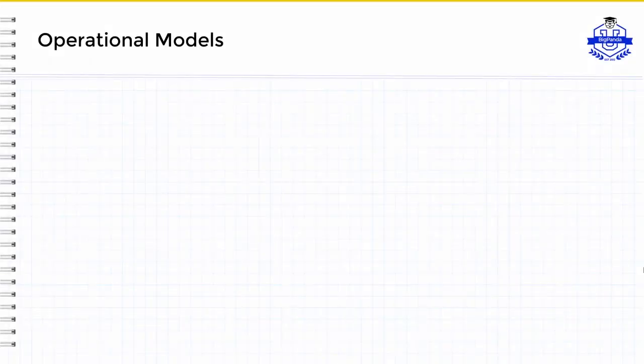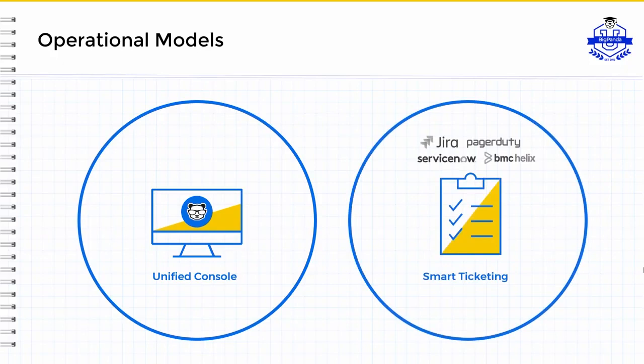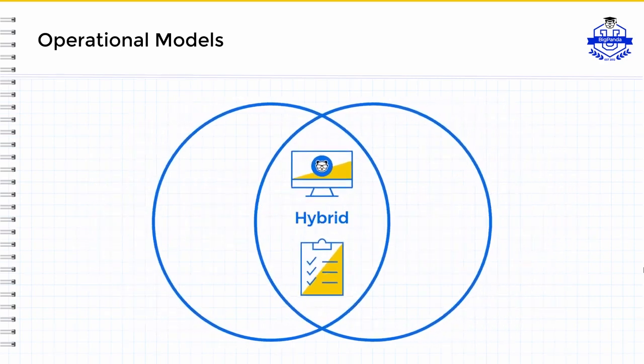BigPanda can be run under 3 operational models: Unified Console, where all incidents are managed inside the purpose-built BigPanda UI; Smart Ticketing, where BigPanda acts behind the scenes as middleware to enrich and correlate incidents before creating tickets in your ITSM tools, providing the benefit of BigPanda's alert correlation within your existing ticketing workflow; and Hybrid, where some teams, such as the NOC, manage incidents using the BigPanda UI, and other teams, such as L2 and L3, work on escalated tickets via your ITSM tools. It's important to note that you are not locked into a specific model. As your organization evolves, so too can your operational model.